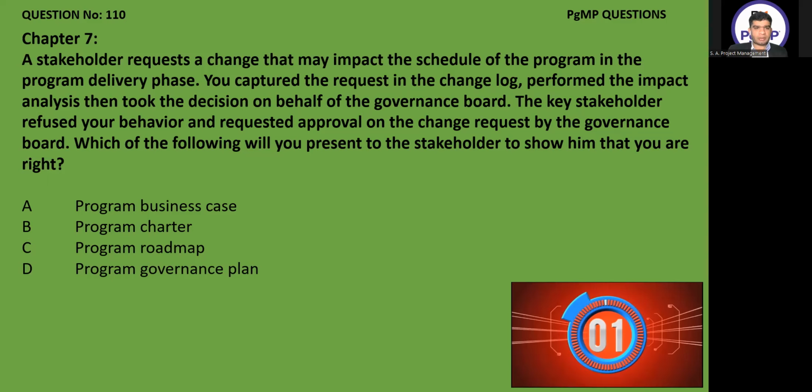Right, correct. So option D is the only option: the program governance plan will justify what your role is in the governance, as a program manager. So option D is the correct answer, and it is related to roles and responsibilities, which is defined in the program governance plan. What is your role? What is your responsibility, and what decisions you can make. Good. Yes, sir.